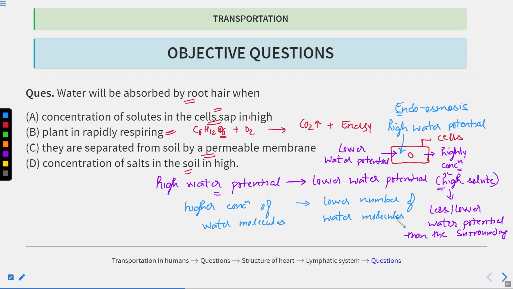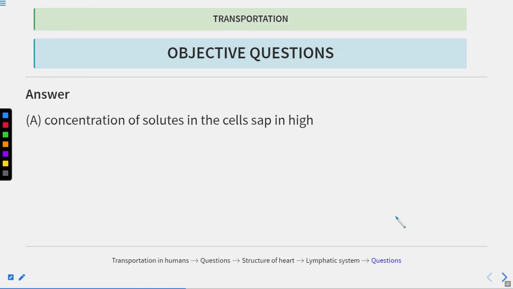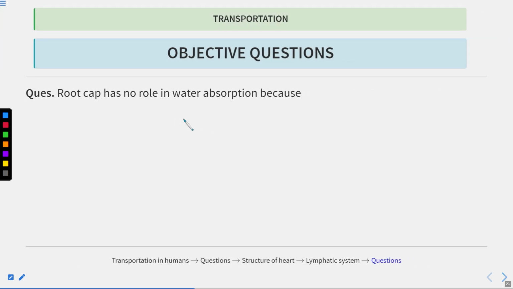Okay, this is clear. So what should be the answer here? The answer is concentration of solutes in the cell sap. One of the options was the presence of a permeable membrane. That was also not correct, because uptake of water, which happens by the process of osmosis, requires a semi-permeable membrane. And the option of respiration is also not correct. Respiration is not involved in the uptake of water. Clear? Now let's move on to the next question.